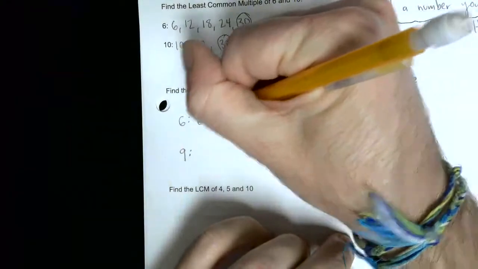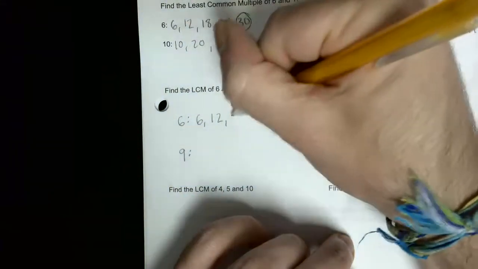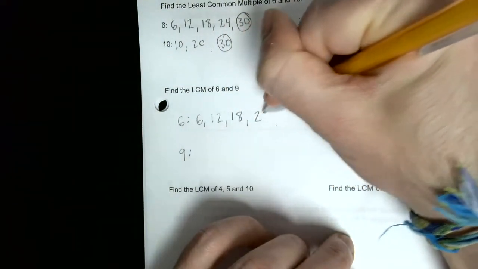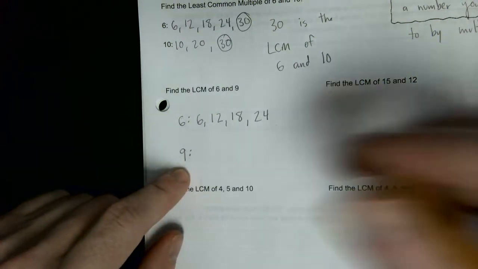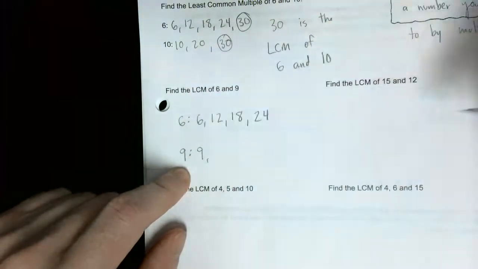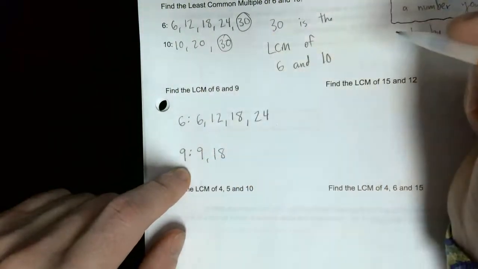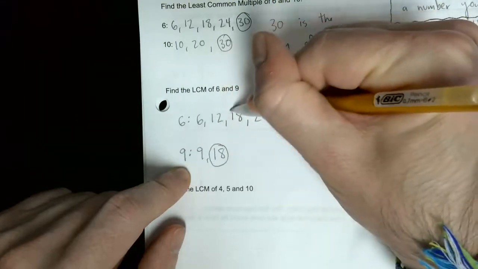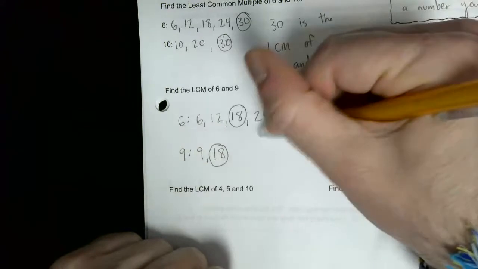So 6, and then 12, and then 18, and then 24. I'm going to stop here. I'm thinking 18 might be it. So let's count by nines. 9. The next multiple would be 18. Voila, we got it. So 18 would be the least common multiple of 6 and 9.